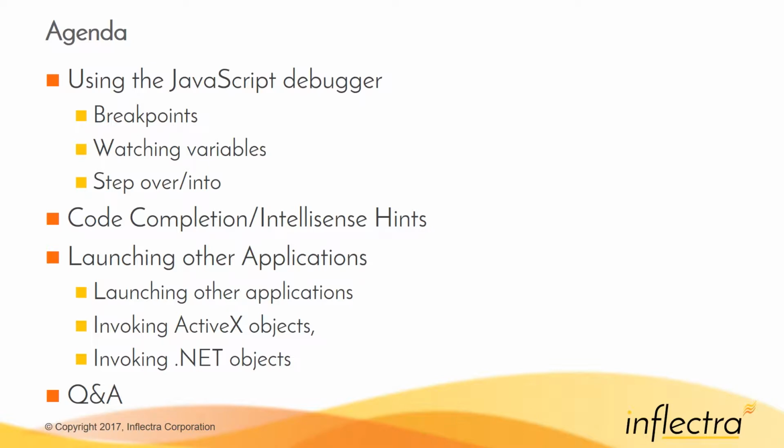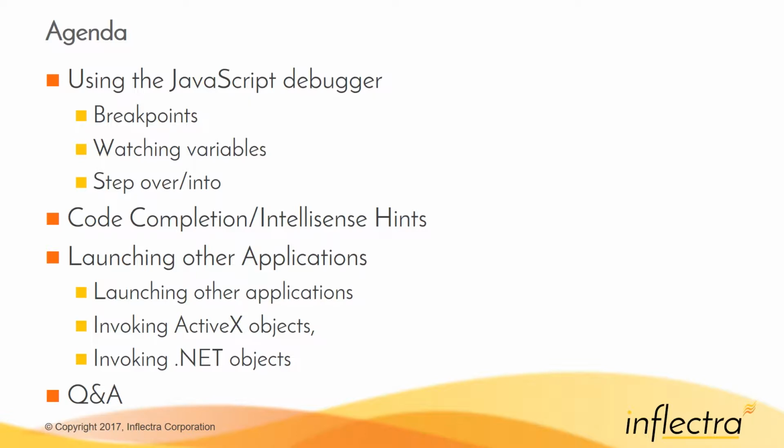In today's webinar, we'll first be looking at how to use the JavaScript debugger to set breakpoints, to watch variables, and step over and into functions and code during execution. After that, we'll be looking at the built-in code completion and Intellisense system that lets Rapise show you the available methods and properties of objects. In addition, we'll be showing how you can extend this to add support for both native JavaScript objects, but also external libraries and functions to make things easier for coding.